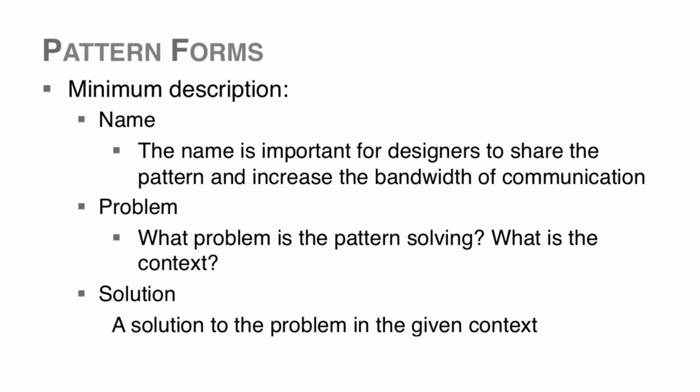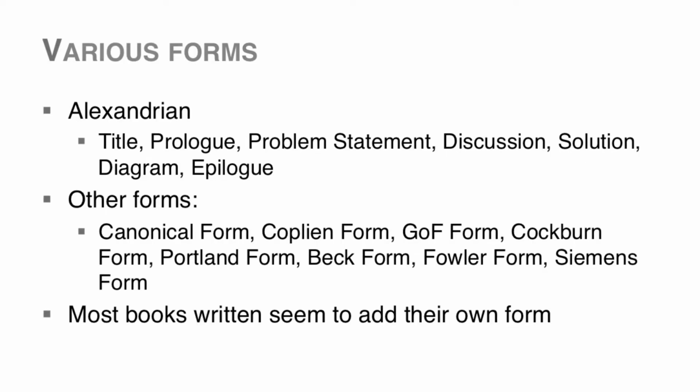So when we describe a pattern, at minimum, we have to give it a name. And the name, as I said, is important for the bandwidth of communication so we can refer to it. We have to describe what problem it's solving, and typically also in what context of interest. And then it would have a given solution for the problem in that context. And that's really all it is. So we're trying to describe something that is reusable, that we think might be applicable in multiple settings. Erich Gamma and company, or the Gang of Four, learned from Christopher Alexander how to do this.